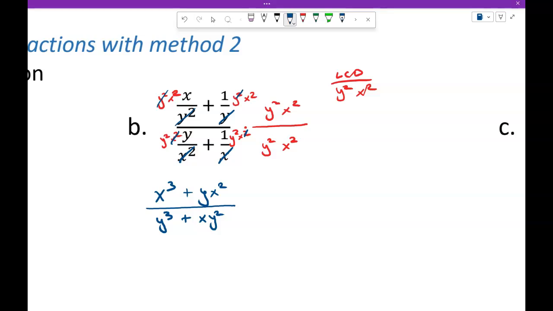Now my complex fraction has become a simplified fraction, so we just need to factor out. In the numerator, we have a GCF of x squared, leaving us with x plus y. In the denominator, we have a GCF of y squared, leaving us with x plus y. And since we have the common factor of x plus y, we're left with x squared over y squared.